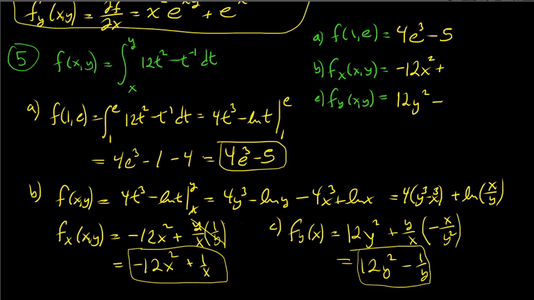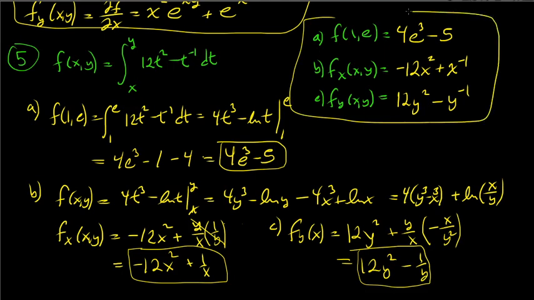Okay, so let me fix that up here too, right? So this is x to the negative 1 minus y to the negative 1. All right, so now that should do it.